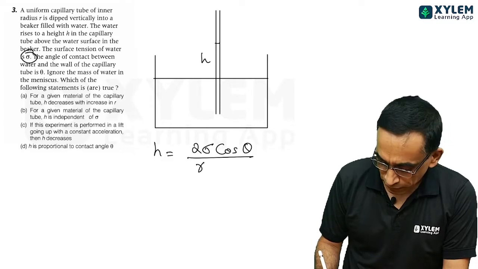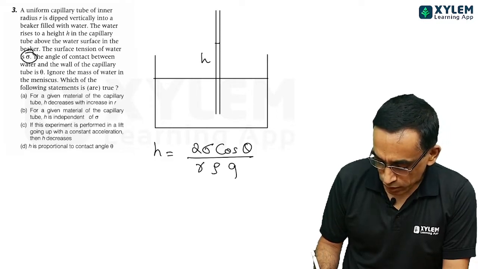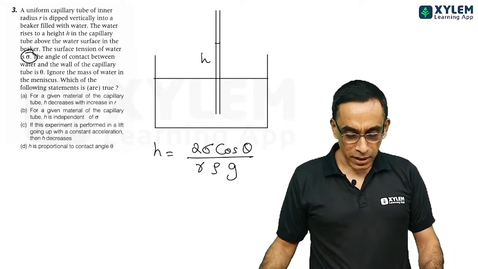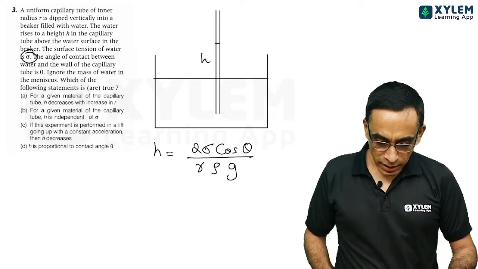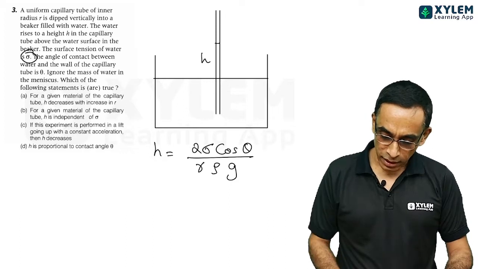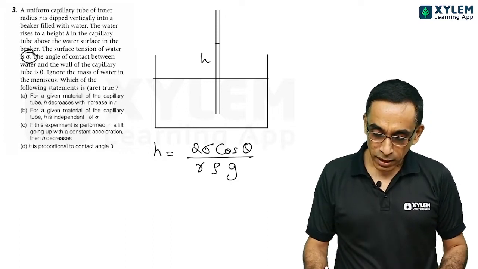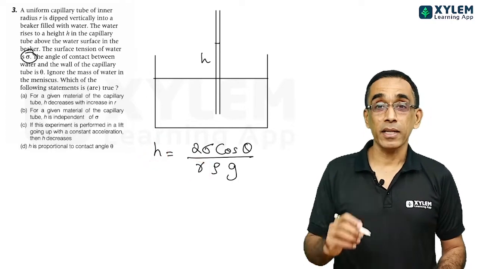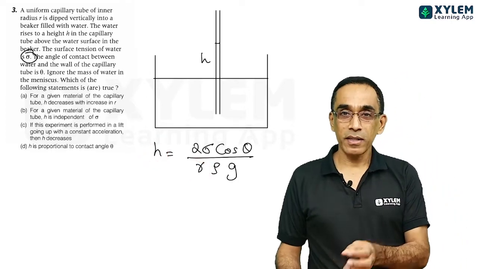by the radius of the tube, density of water into g. Option A says, for a given material of the capillary tube, H decreases with the increase in R. The relation between H and R for a given material. See, it is water.